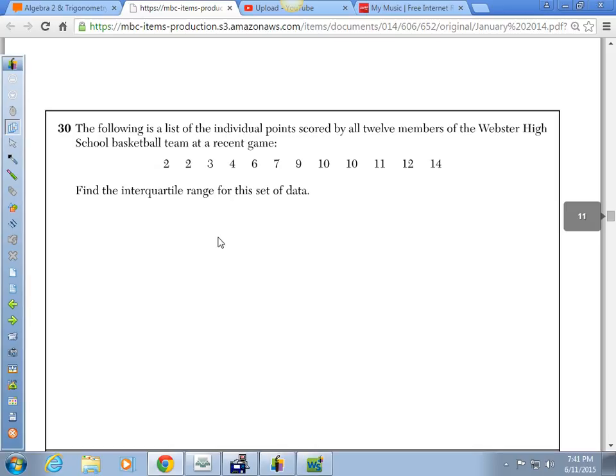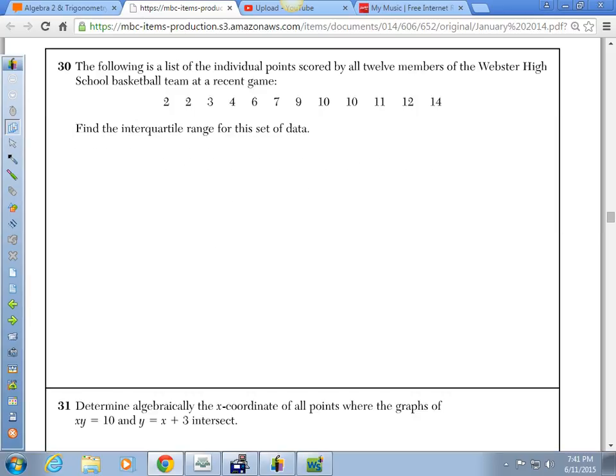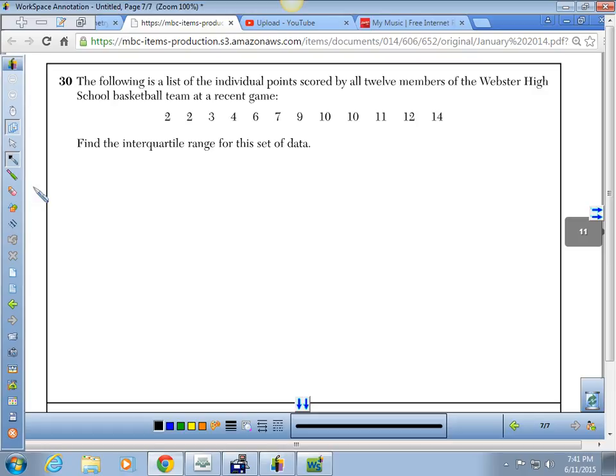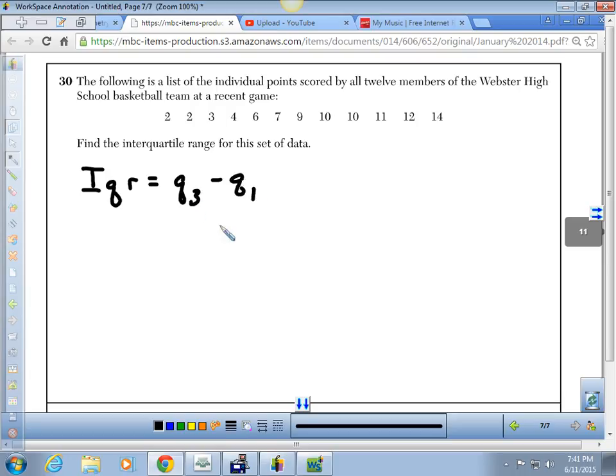29, IQR, the interquartile range. Is there a computation behind finding the interquartile range? Yes. What is the IQR equal to? Upper quartile minus the lower quartile. Well, where are we going to go to find these? Seeing that these numbers are already in order, let's do it by hand and in the calculator as well.